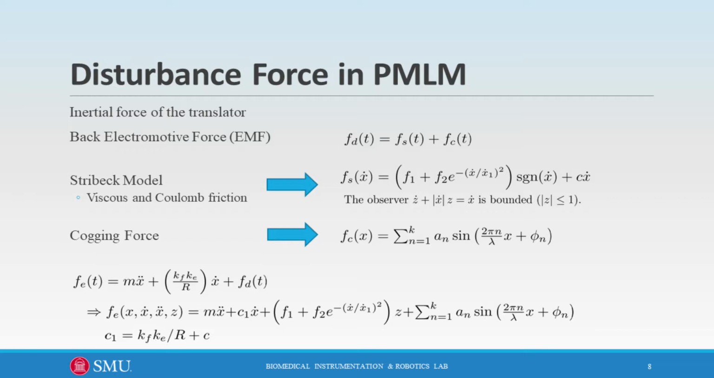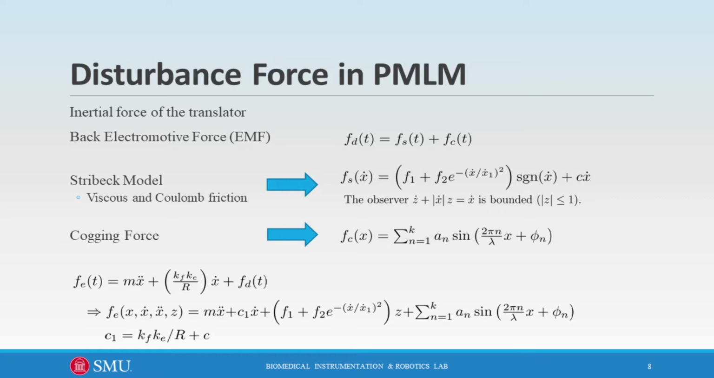We use the Stribeck model to model the viscous and Coulomb friction in PMLM, which is F of S as a function of x dot, equal to F1, a coefficient, plus F2, another coefficient, times e to the minus x dot divided by x dot 1 squared, times signum of x dot, plus c x dot, which comes from viscous friction. Because in many commercial applications we are using optical encoders or other encoders, there are some uncertainties because of the quantization error, and determination of the signum of x dot is not very easy.